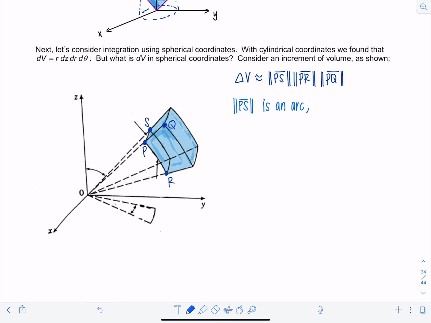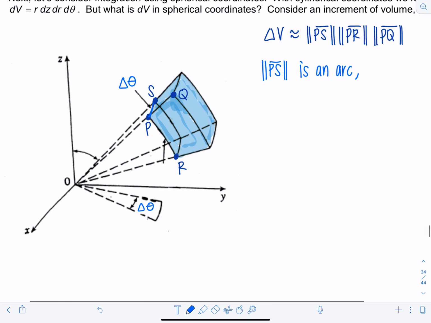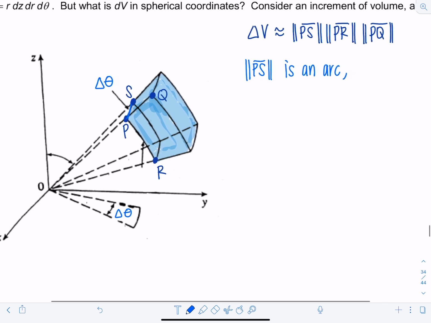Notice, as you move from P to S, that is a change in theta. Notice it's mirrored in the XY plane, delta theta, down here. This is delta theta. Can you see that? Let's zoom. I mean, why not? Now's the time to do it. Okay, that's your delta theta. So PS is an arc. It's dependent on theta, which changes. And we know our formula for the length of an arc, S equals R theta. So this magnitude of PS is going to be R times delta theta.